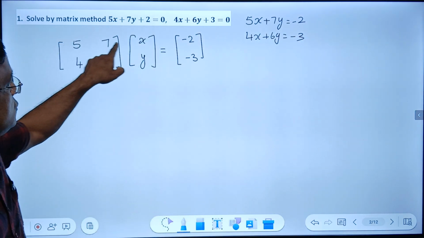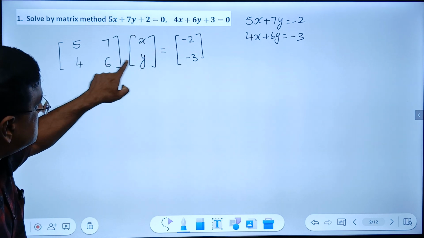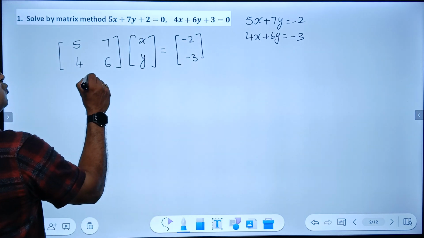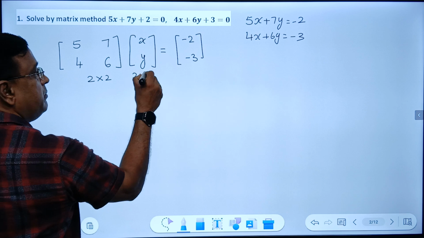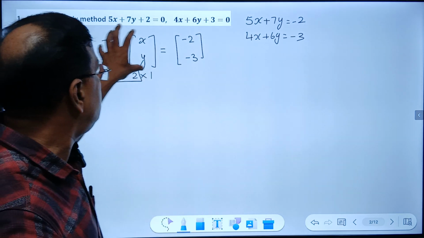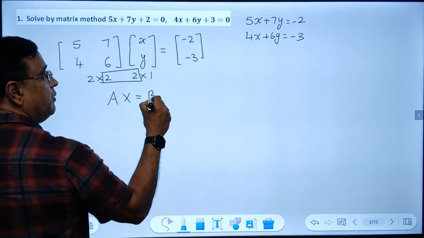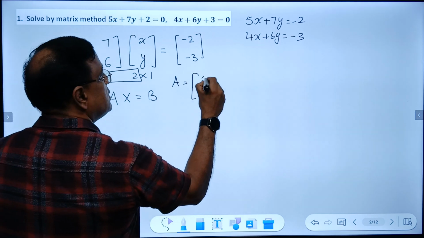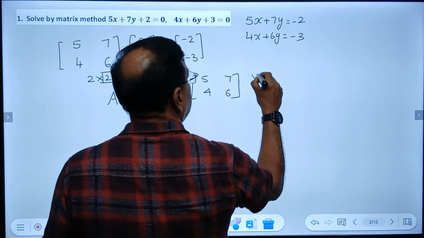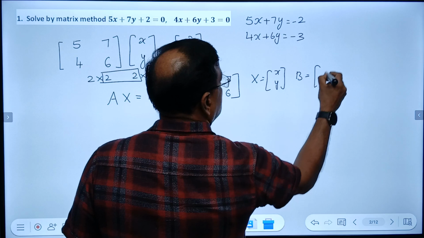You see, first row: 5x plus 7y equal to -2, and 4x plus 6y equal to -3. It's well defined, so you have got a determinant. Now this is a 2 by 2 matrix and this is a 2 by 1 matrix. Multiplication is well defined, so that is why I took the matrix as 2 by 2. Now what is this basically? This is AX equal to B, where A is the matrix 5, 7, 4, 6, X is x comma y, and B is -2 comma -3.